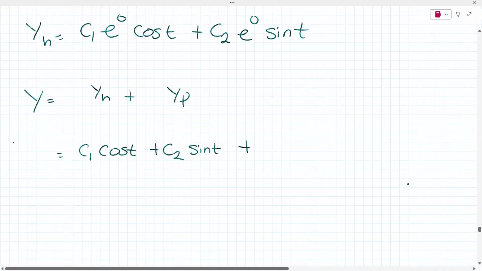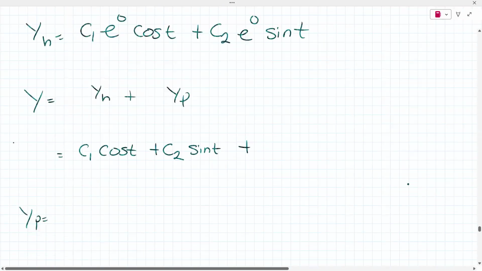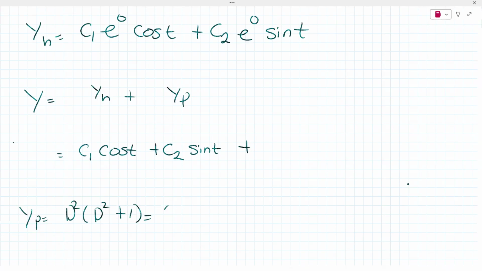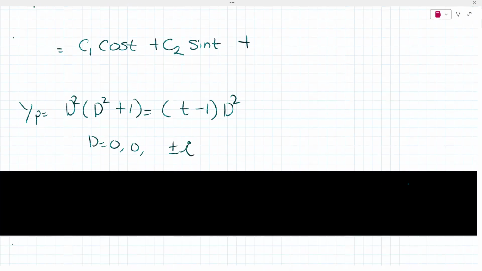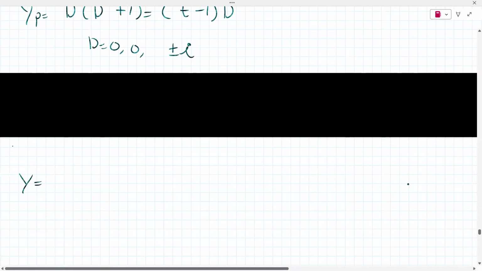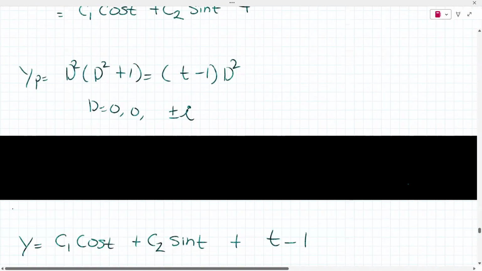What is our y_p? I didn't find it. y_p is d squared times d squared plus 1 equals t minus 1 d squared. So our d is going to be 0 and 0 plus or minus i. So your final answer is y equals c1 cosine t plus c2 sine t plus t minus 1. Okay, so t minus 1 is your y_p.